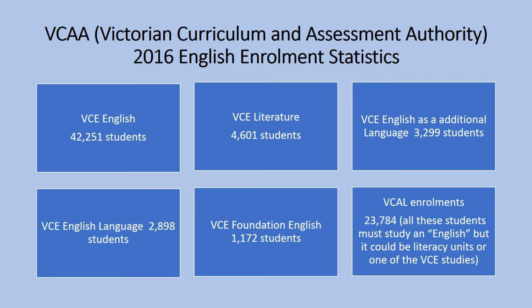On this slide, you can see the enrolment statistics for a range of English subjects as released by the Victorian Curriculum and Assessment Authority. So students need to be enrolled in different subjects in their VCE. And the first four here, VCE English, VCE Literature, VCE English as an additional language, and VCE English language, these are all taken from Unit 4, so the second half of Year 12. You can see that VCE English is the clear winner here as the most popular English subject that students will take within their Year 12 year. And it's also the biggest subject within the state of all the VCE studies.